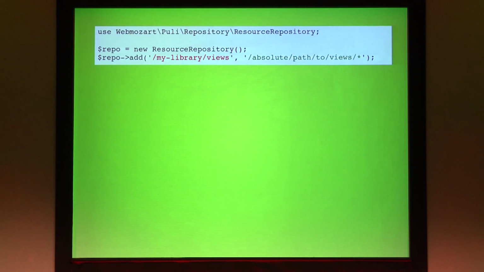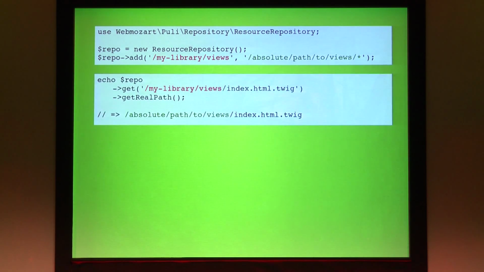A quick example of manually using Puli is something like this. It has a resource repository. You create an instance of it, and you add a prefix. So you say anything that you require using /mylibrary/views will resolve to this absolute path. And you can use the asterisk to say it can be anything inside that directory. This means that if you ask it to give you the absolute path of some resource, say the index.html.twig file, it will give you the real path pointing to the actual location of that file, which is really nice.